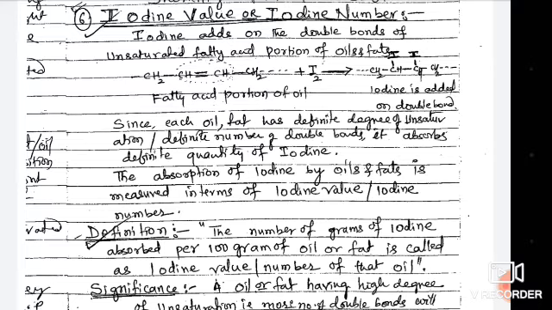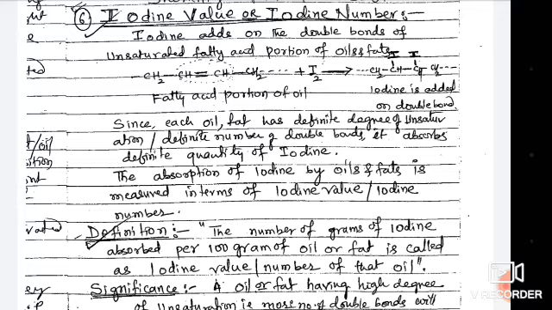So what is the iodine value? Iodine value is nothing but the number of grams of iodine absorbed per 100 grams of oil or fat. How much iodine, that is I2, is absorbed by 100 grams of oil or fat is called the iodine value or iodine number of an oil or fat. So iodine adds on the double bonds of the unsaturated fatty acids in the oils and fats.